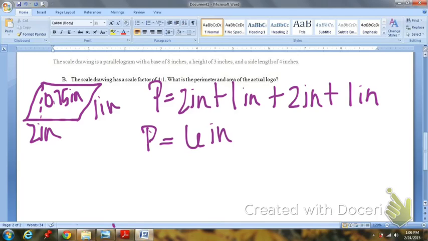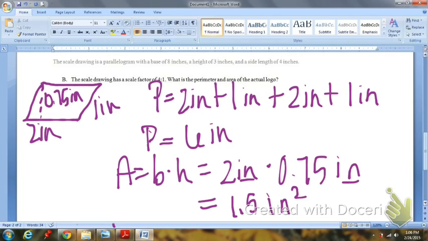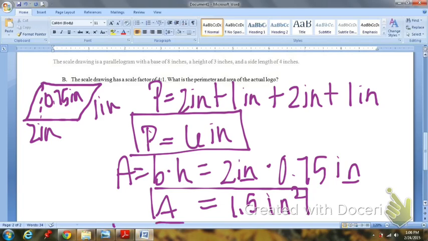So now we're going to find our area. Area, once again, is base times height. Our base is 2 inches. And what is our height? Is it 1 inch? No, because that is a slanted side, so it can't be our height. Our height is 0.75 inch. And when you multiply 2 times 0.75, you get 1.5. And what is our units? Inches squared, because inch times inch is inches squared. So now we know that the perimeter of the actual logo is 6 inches, and the area of the actual logo is 1.5 inches squared. And now we are finished with the problem.